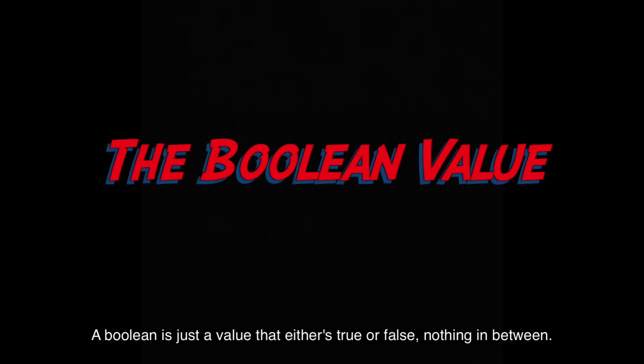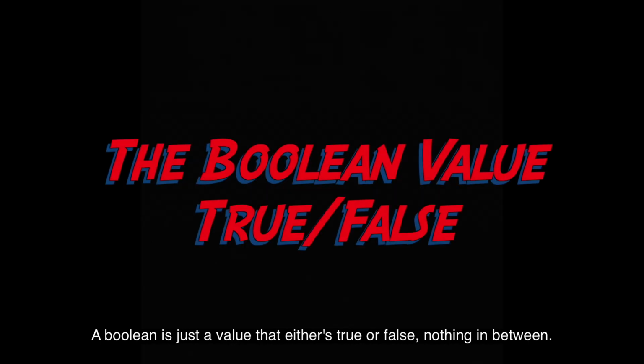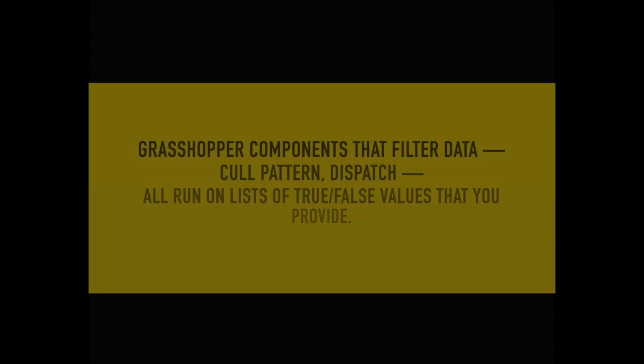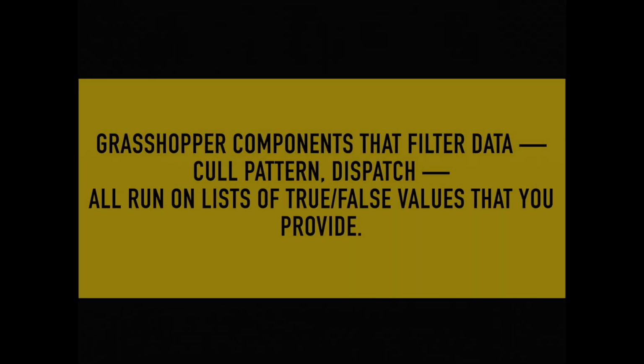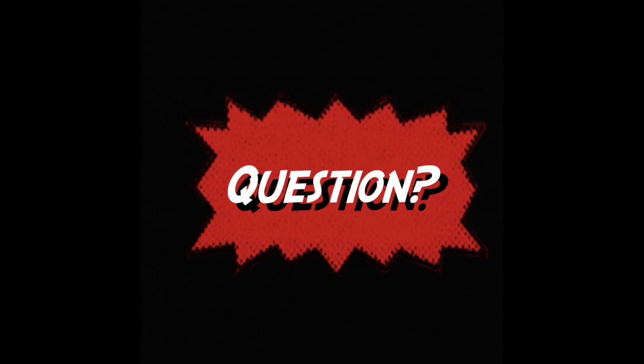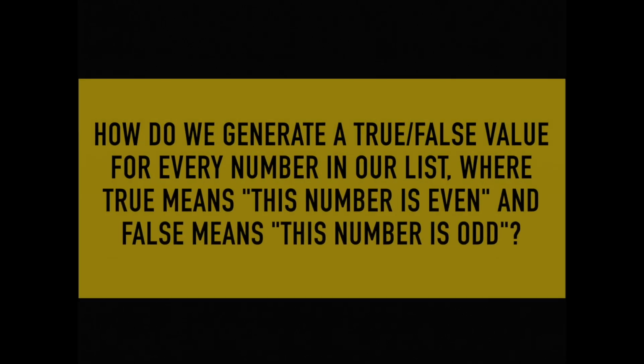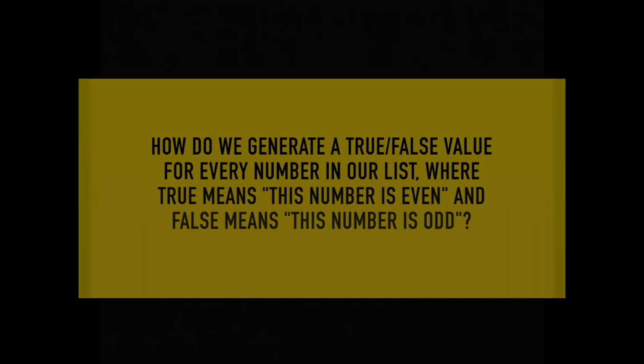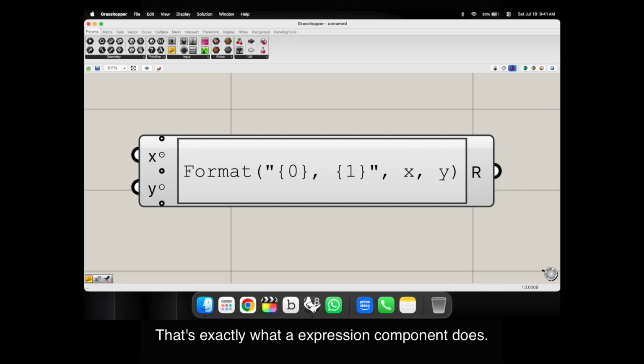Before we can filter a list by even or odd, we need one more idea, the Boolean value. A Boolean is just a value that is either true or false, nothing in between. Grasshopper's components that filter data, Cull Pattern, Dispatch, all run on a list of true or false values that you provide. So the real question becomes, how do you generate a true or false value for every number in our list, where true means this number is even and false means this number is odd? That's exactly what an Expression component does.